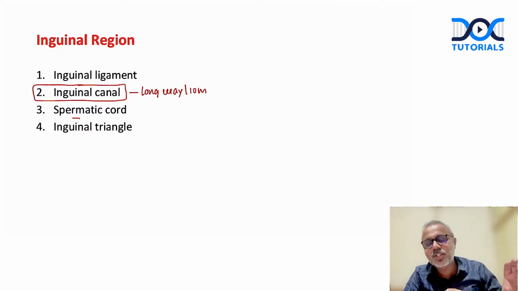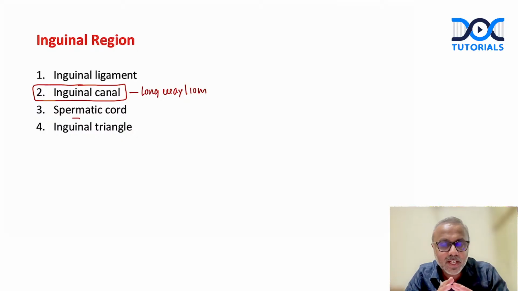They give a case history of either direct or indirect inguinal hernia, and then ask about the anatomy of the inguinal canal. Now remember, if they're giving a case of inguinal hernia and it is old age, it is more likely to be a direct inguinal hernia. If it is of a young age, it is more likely to be the indirect type.